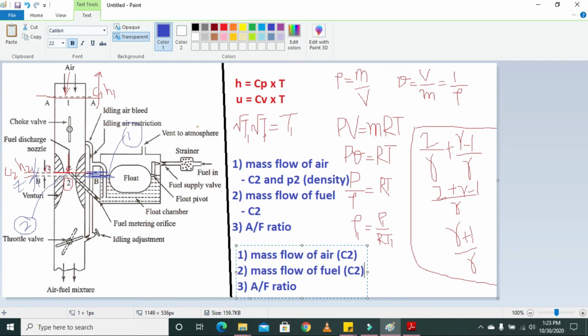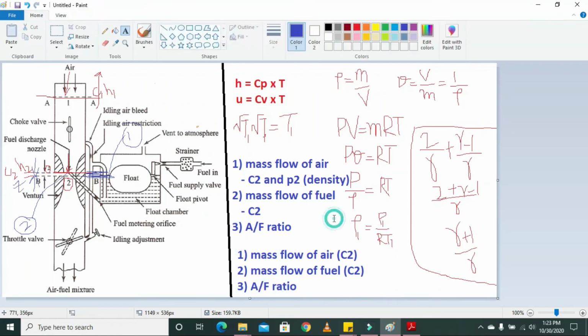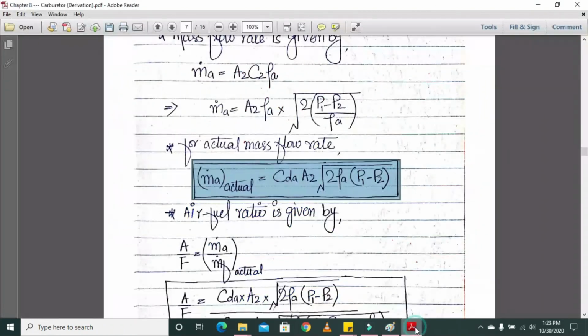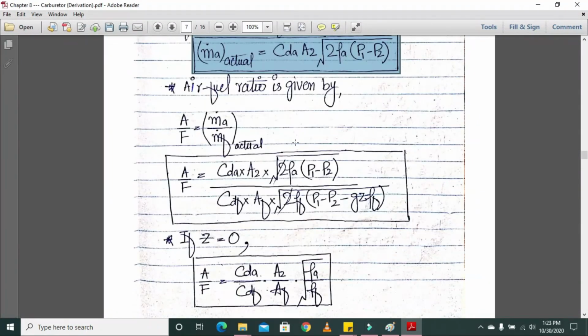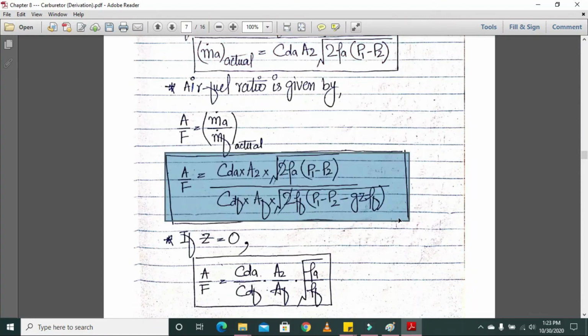So other things, and the part for this part will remain same for both derivations. Then you will simply divide these relations to obtain the ratio for air fuel ratio. So this is the relation for air fuel ratio.